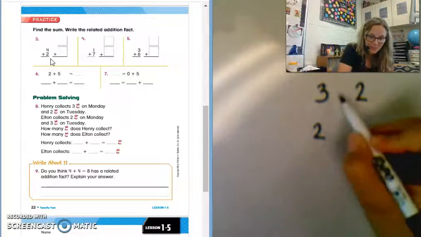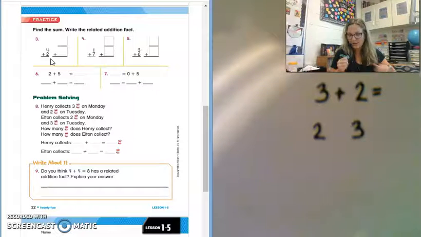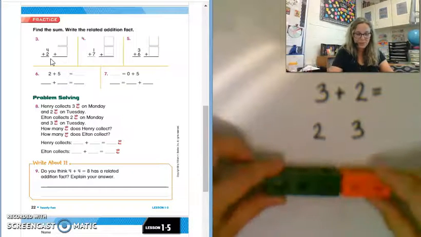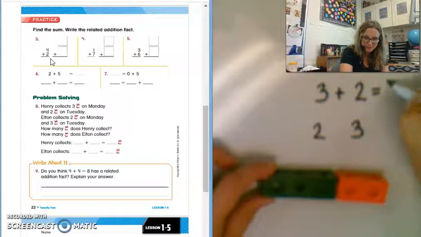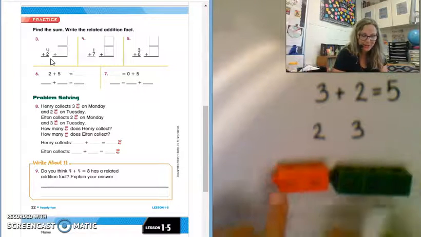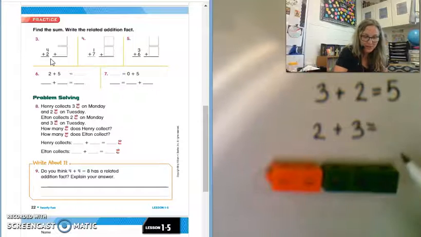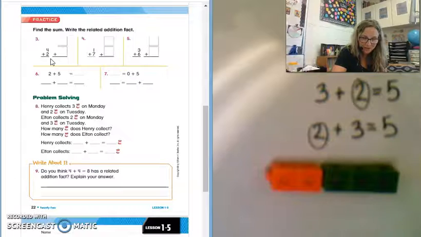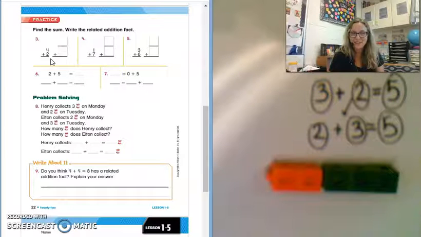So Henry had Monday was 3 plus Tuesday was 2. So altogether he would have 3 plus 2, and that gives him 1, 2, 3, 4, 5 cans altogether. Elton collected 2 on Monday and 3 on Tuesday, so he has 2 plus 3. Altogether, he has 1, 2, 3, 4, 5. So they both collected 2 cans, they both collected 3 cans, and they both got a sum of 5, so they are related addition facts.